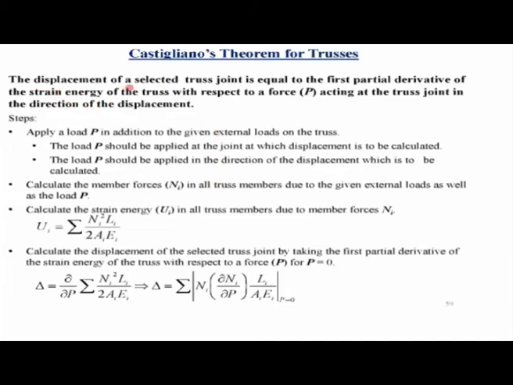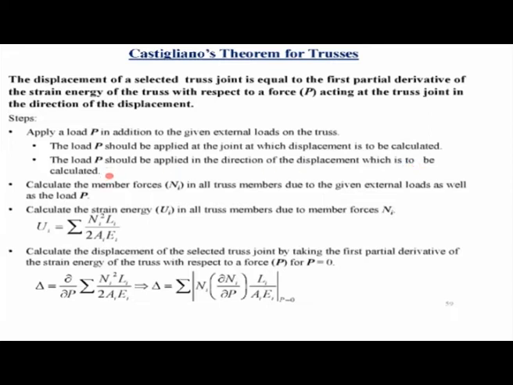This method states that the displacement of a selected truss joint is equal to the first partial derivative of the strain energy of the truss with respect to a force acting at the truss joint in the direction of the displacement. Now if you want to use this method, there are certain steps to be followed. If you have a truss and you are told to calculate the deflection or the displacement at a particular joint, what you do first is apply a load P in addition to the given external loads on that truss. The load P should be applied at the joint at which displacement is to be calculated, in the direction of the displacement which is to be calculated.